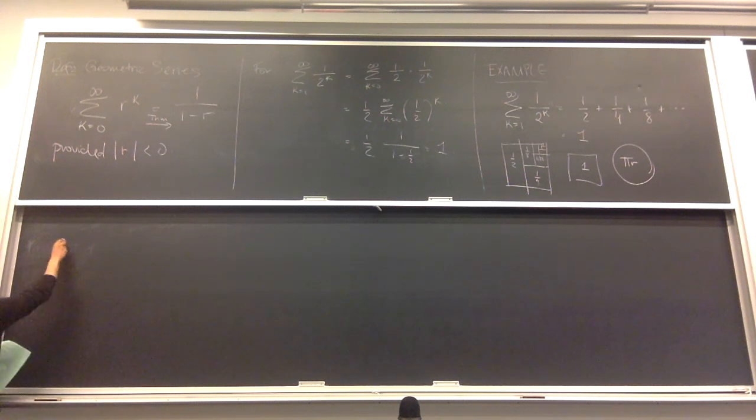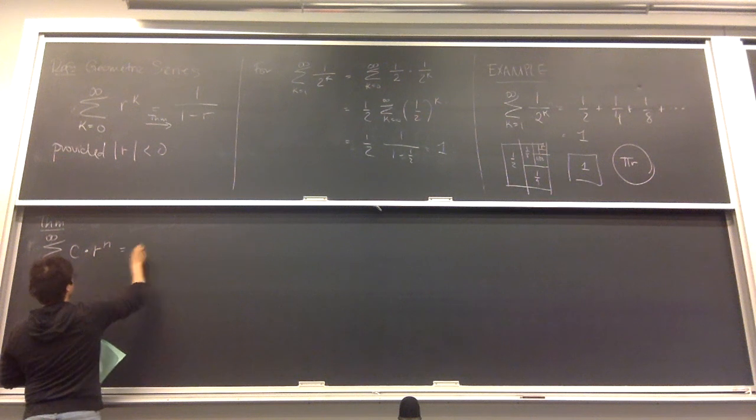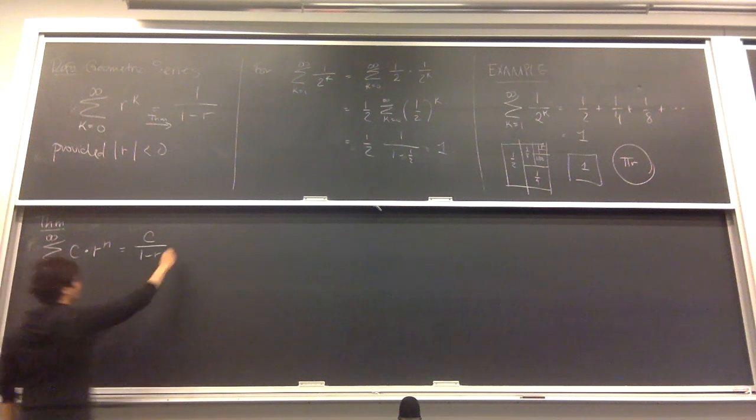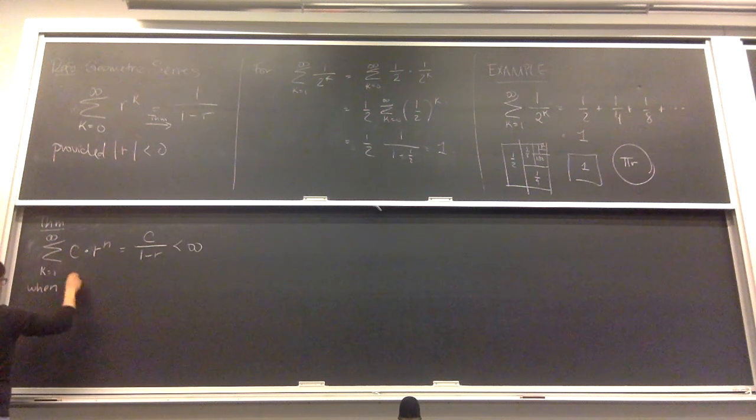Okay, so let's look at this. Here's the theorem. The sum from k equals 0 to infinity of c times r to the k is equal to c over 1 minus r, which is convergent when |r| is less than 1. I am actually proving that. I'm losing my mind today. Okay, so let's prove this. It's actually not that bad.